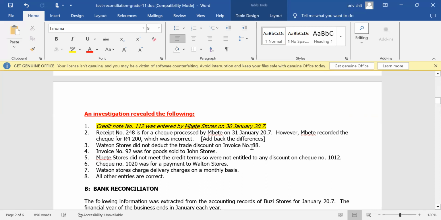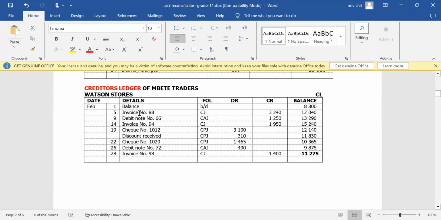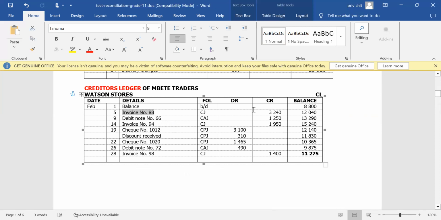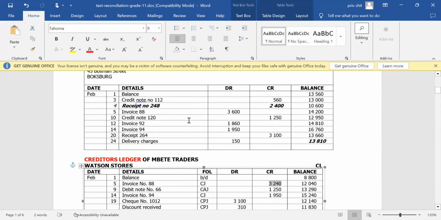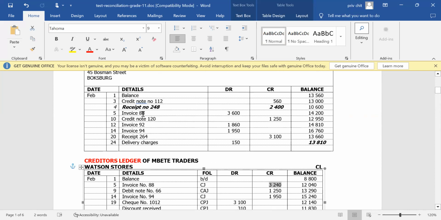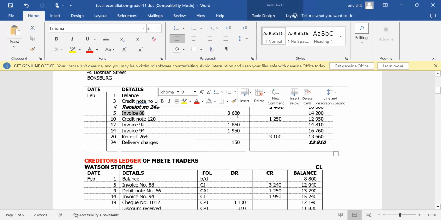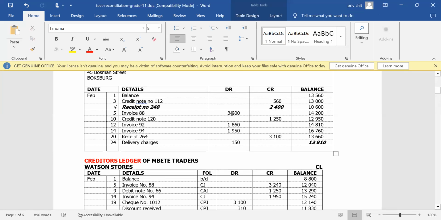Oh, there's a trade discount for invoice number 88. So here's invoice number 88. What was the value? 3,240. That's the amount we were invoiced. And then let's see according to... Oh, so the actual invoice was supposed to be 3,600. Can you see it, Taban? Yes. So this is what invoice number 88 is saying.